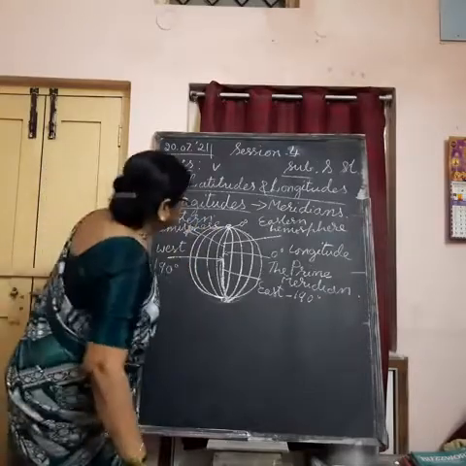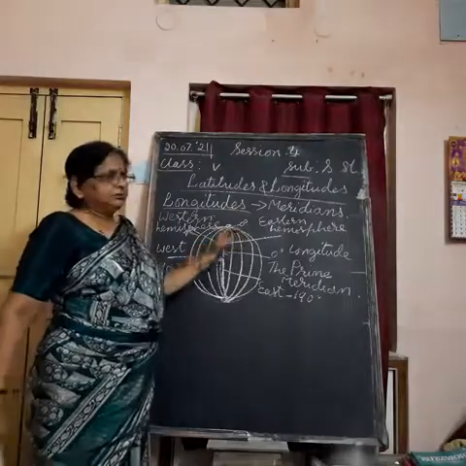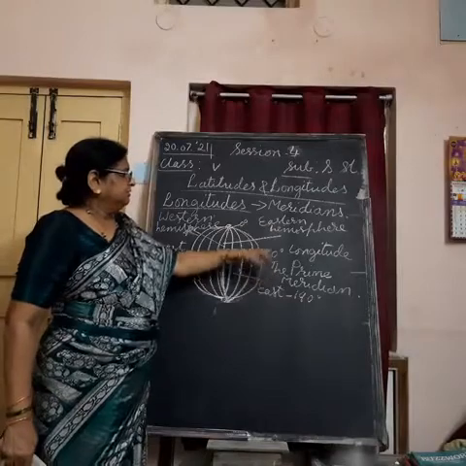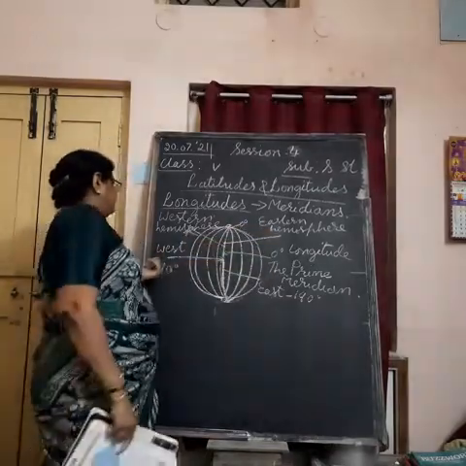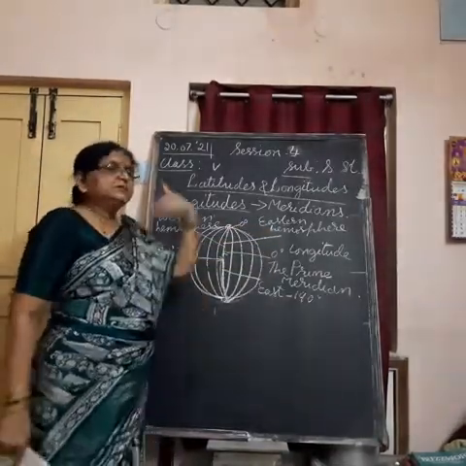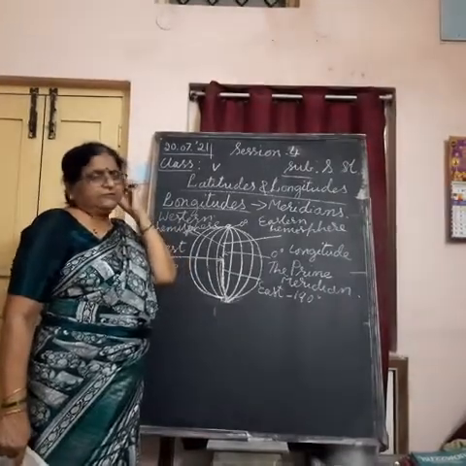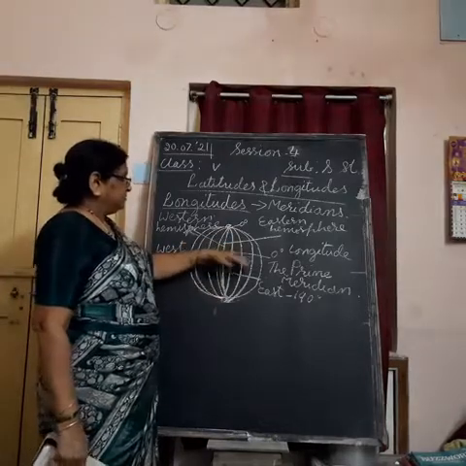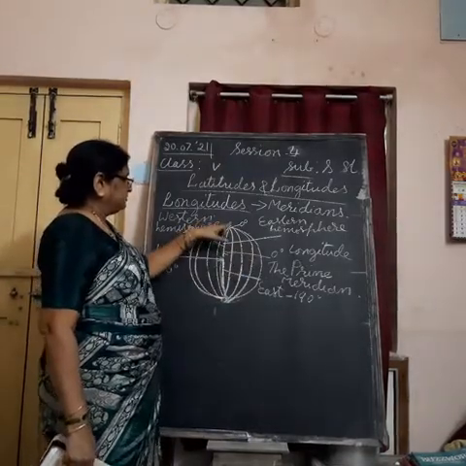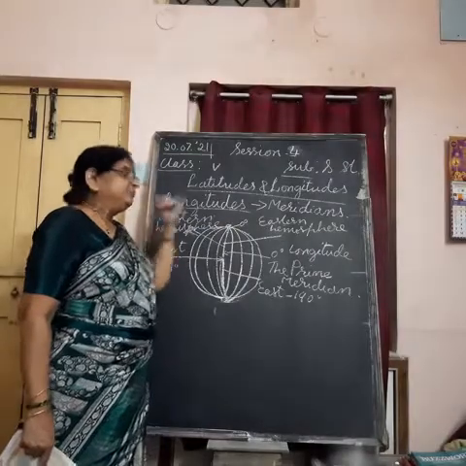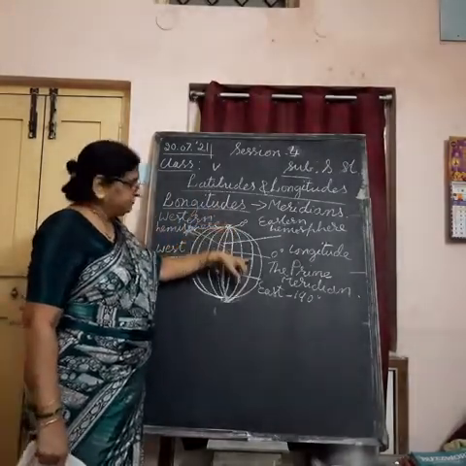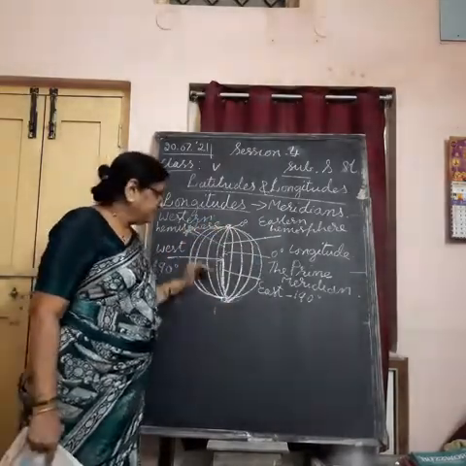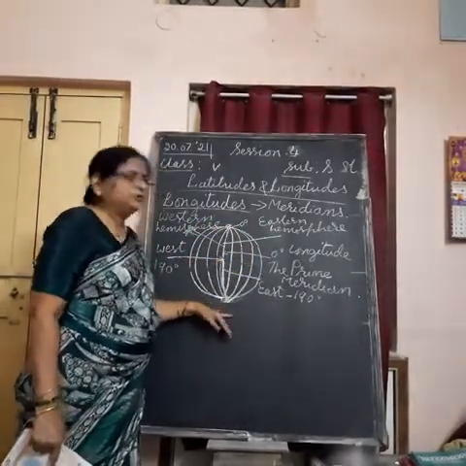So in this way, the 0 degree longitude also divides the earth into two equal halves called the Eastern Hemisphere and the Western Hemisphere. Whereas 0 degree latitude, the equator, divides the earth into two hemispheres. From 0 degree, that is from the equator to the North Pole, it is the Northern Hemisphere. From the equator to the South Pole, it is the Southern Hemisphere.